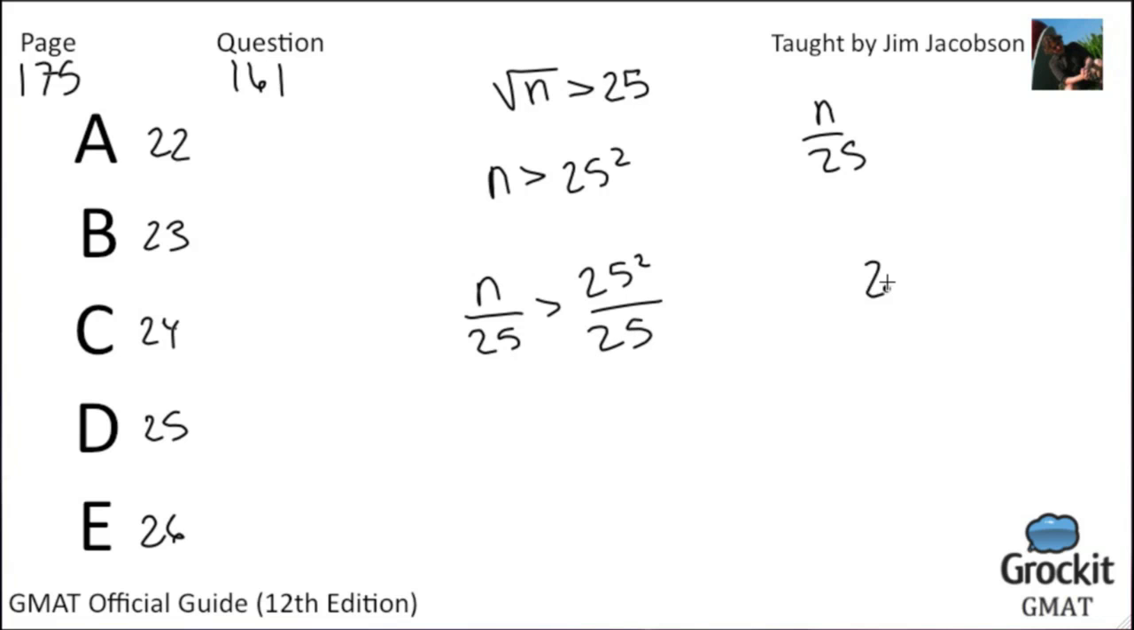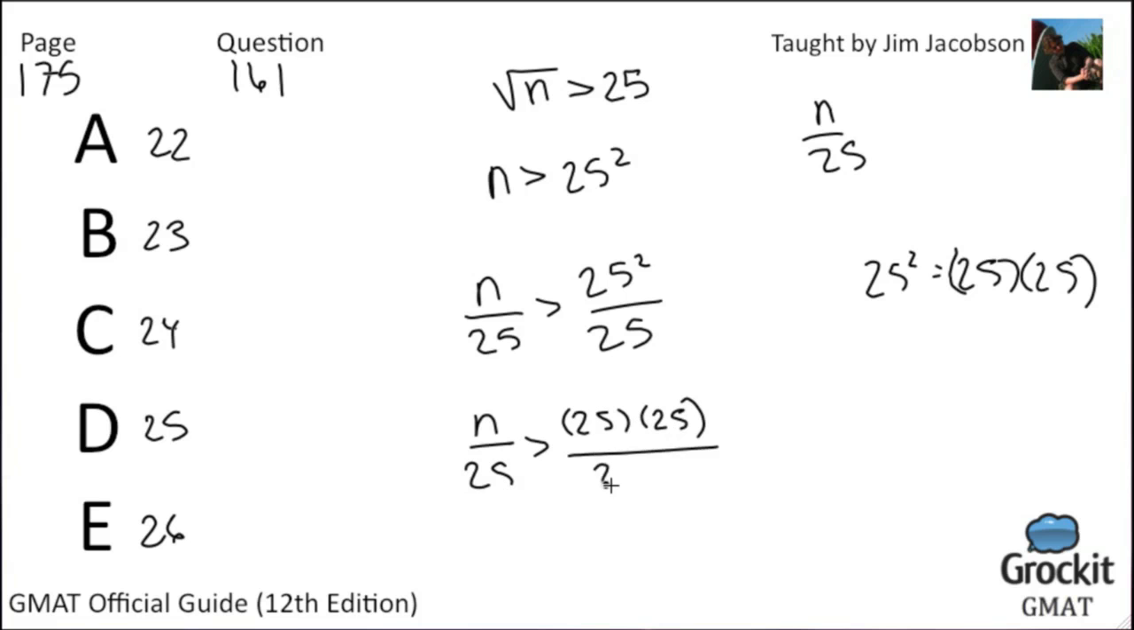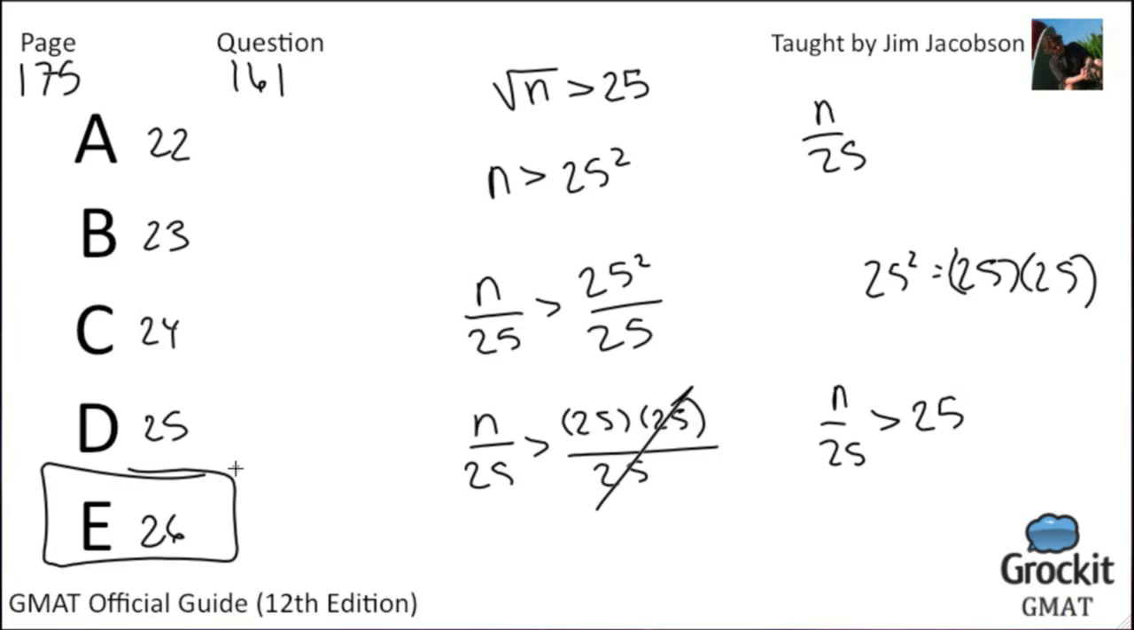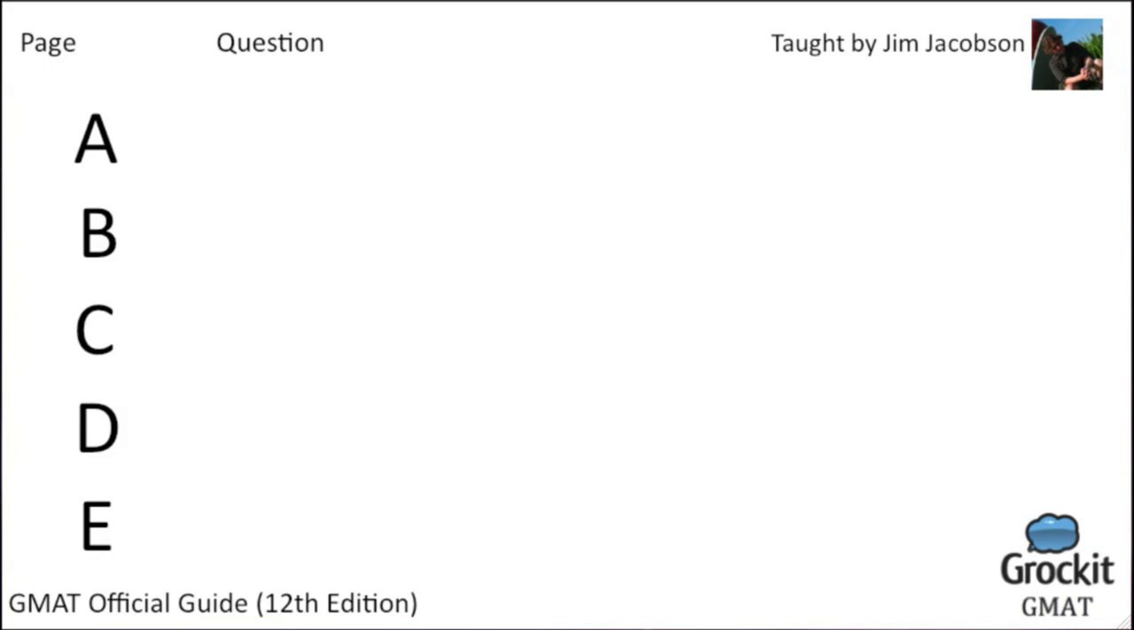For those of you following along here, 25 squared equals 25 times 25. So n over 25 is greater than 25 times 25 divided by 25. Situations like this, we can cancel that out. N over 25 is greater than 25. The only answer choice that is greater than 25 is answer choice E, which is 26. Sometimes they are not as hard as they might look. All right, on to number 162 on page 175.